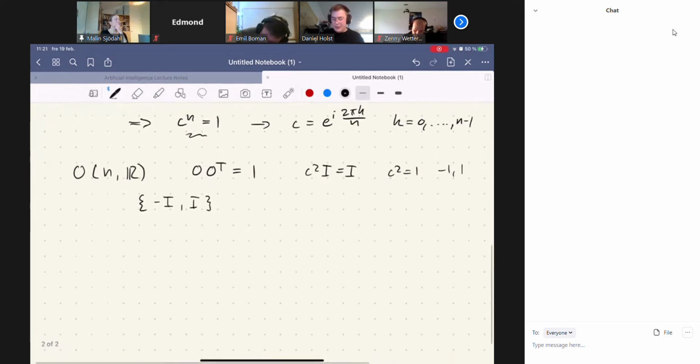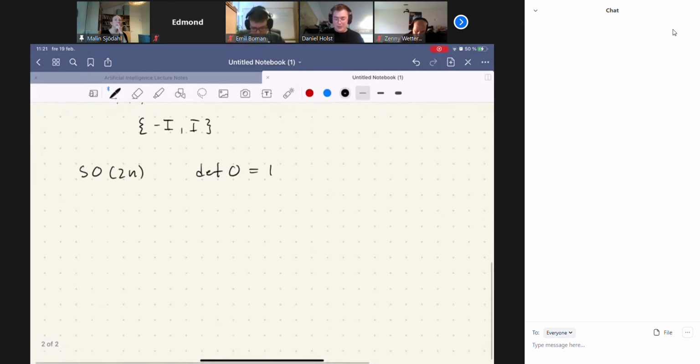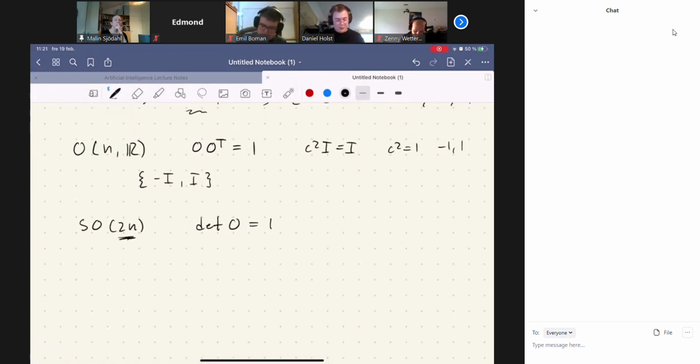And then we have the little bit more interesting ones, and that's SO(n). So now we also have that the determinant of the group element here should be 1. But there's an interesting thing that happens when we have an even number or an odd number. So we start with the even number. Then the determinant of this is equal to C^{2n}. That should be 1. Well, there's no problem here. We can use both minus I and I.